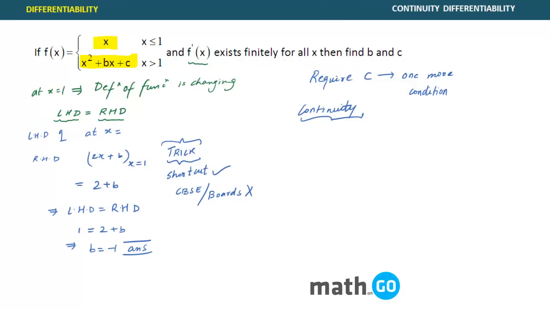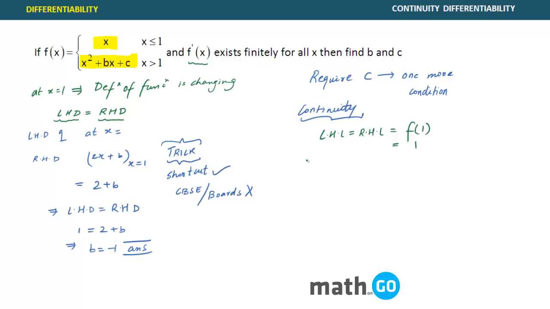So if this function is continuous, what will you be required to solve then? You want LHL to be equal to RHL to be equal to the value of the function at 1. What is the value of the function at 1? So check when x is equal to 1. x is equal to 1 here. Put x equal to 1. So f(1) is nothing but 1. You want LHL and RHL to come out to be 1.